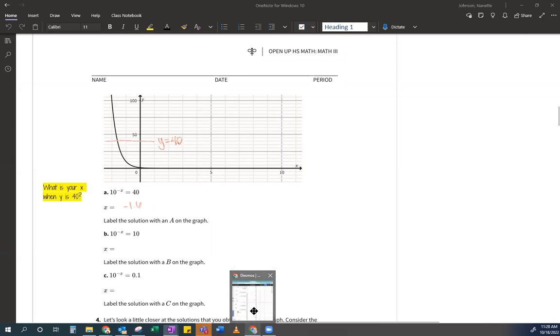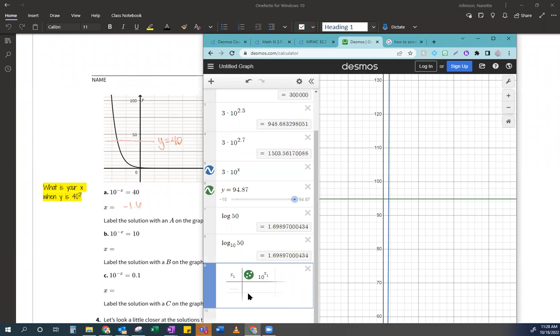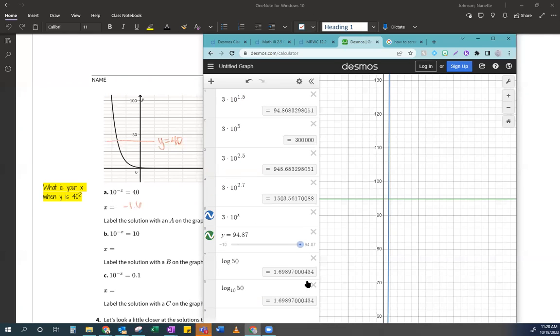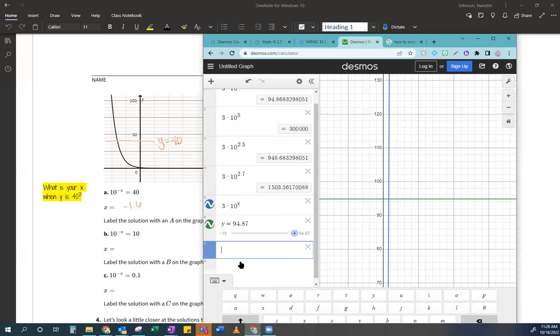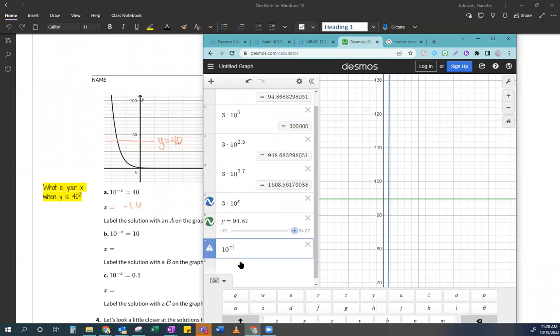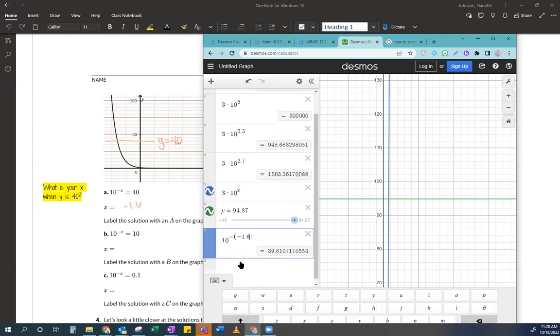We can actually check our answer using Desmos. We can go like this. Let me clear out some of these so I can actually write. So here, I'm going to try 10 to the negative of negative 1.6. Oh, that's 39.8. That's pretty good. If you got a little bit more specific, maybe negative 1.65. Oh, that's too big. See how you're playing with that number a little bit there. So yeah, negative 1.6 is perfect.